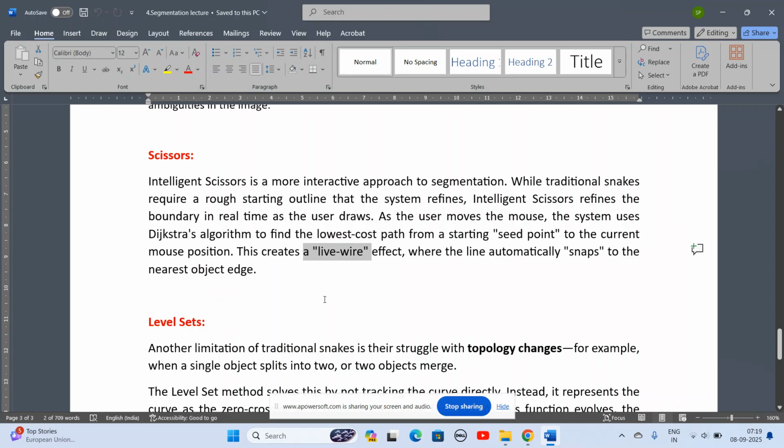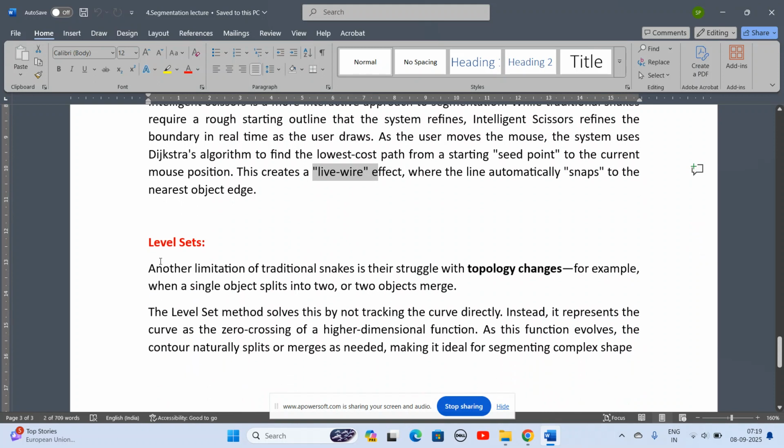So assume you have an image. If you want to determine a car boundary, I'll start drawing the boundary of the car. After drawing the boundary, I'll get the segmented one, that is known as live wire. Right. Next one is level set.